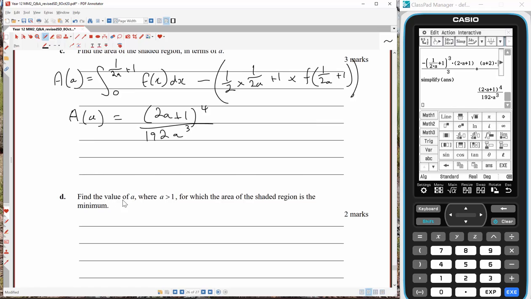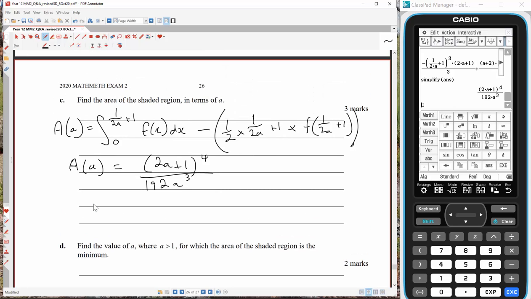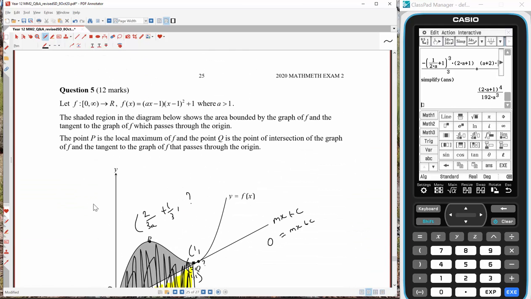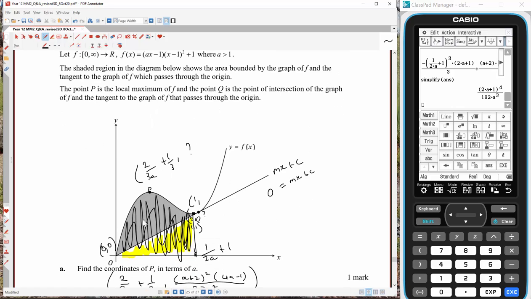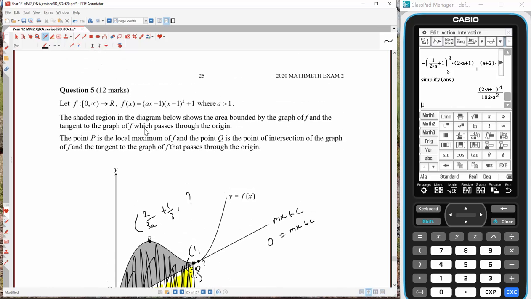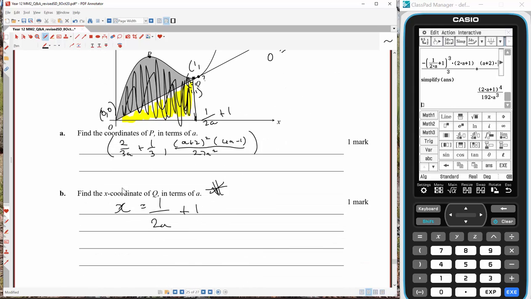All right, find the value of A, where A is greater than 1, for which the area of the shaded region is the minimum. Okay, so basically what's going to happen is as we vary this value here, the basic shape of this will change, and what we want to do is minimize this area here. So for which value of A, where A is greater than 1, will the area be a minimum?